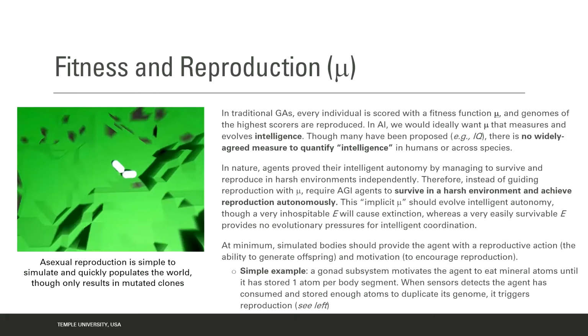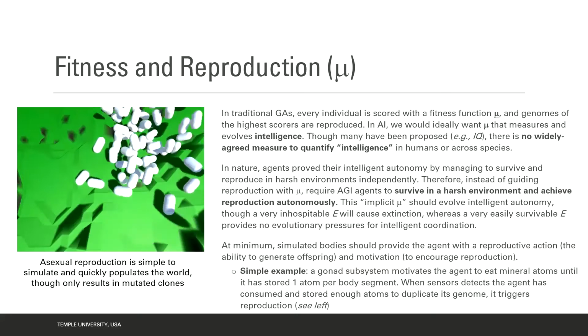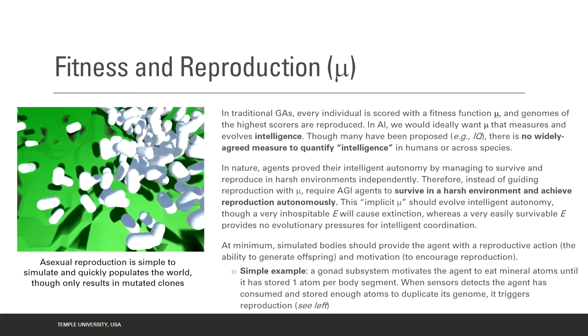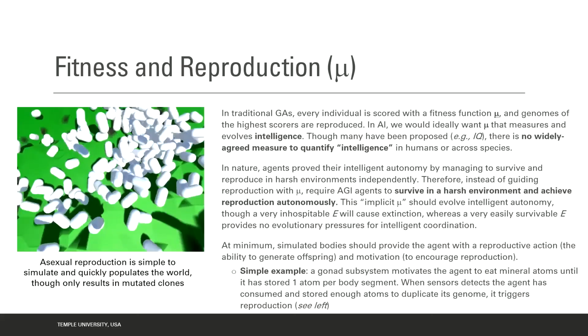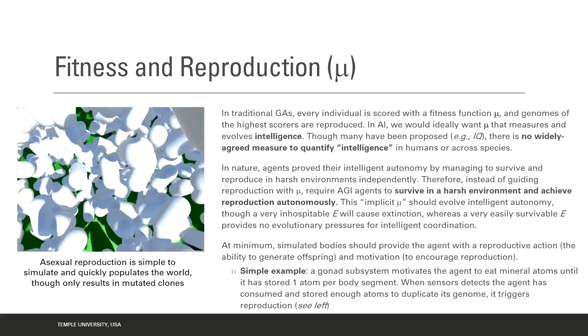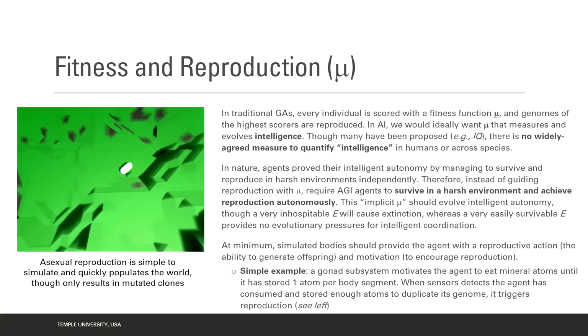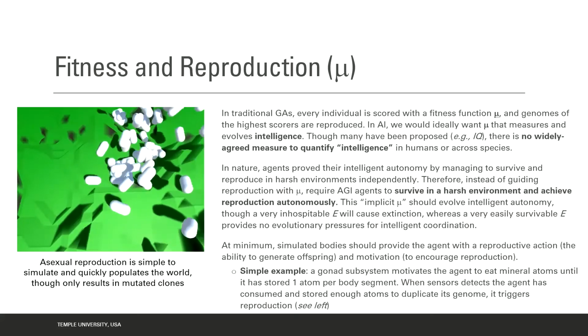Instead, in nature, agents actually prove their intelligent autonomy by managing to survive in a harsh environment and reproduce independently. So instead of guiding reproduction with mu, as in traditional genetic algorithms, we should require AGI agents to survive in a harsh environment and then achieve reproduction autonomously. And this implicit mu, or survival of the fittest, should evolve intelligent autonomy, although a very inhospitable environment will cause extinction, whereas a very easily survivable environment will not provide any evolutionary pressures for improved intelligent coordination.